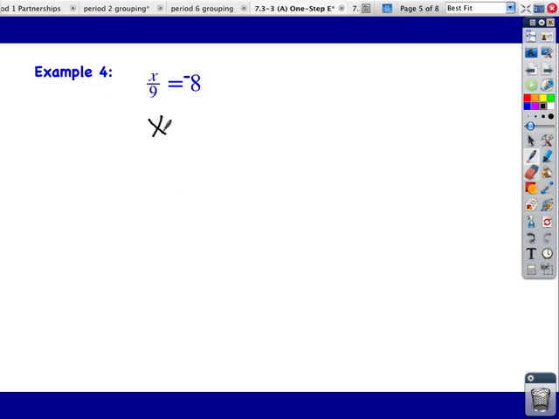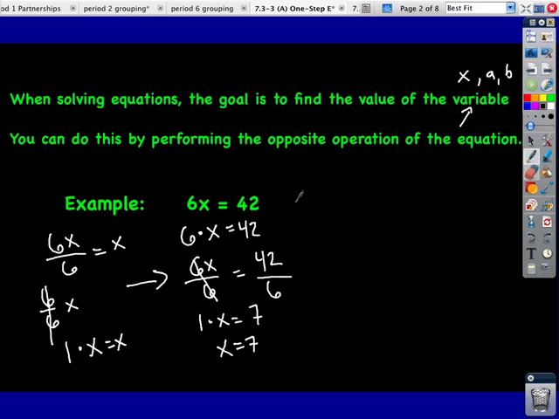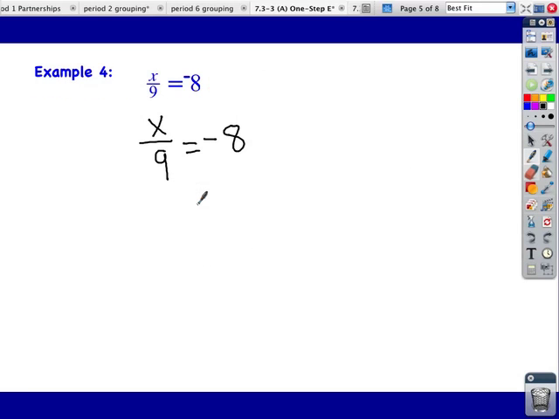This is x divided by 9 equals negative 8. Because we're dividing by 9, we're going to do the opposite. And the opposite of division is multiplication. Just like in this example way back here, where we said, what's the opposite of multiplication? It was division. We divided because they were multiplying. Well, here it's kind of switched around. We're dividing, so we need to multiply.